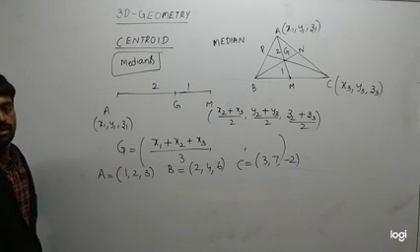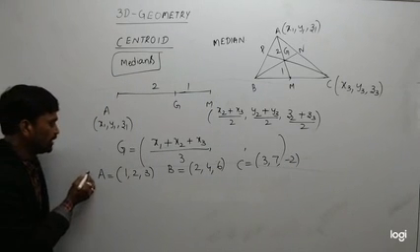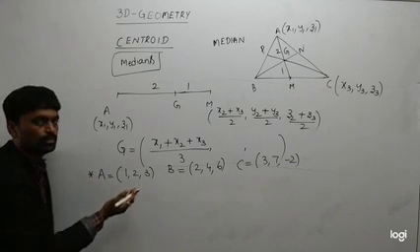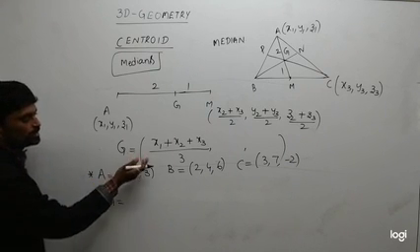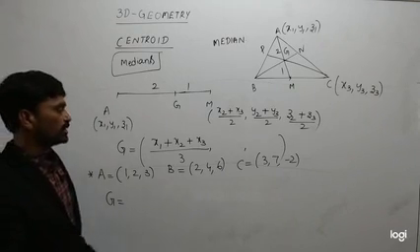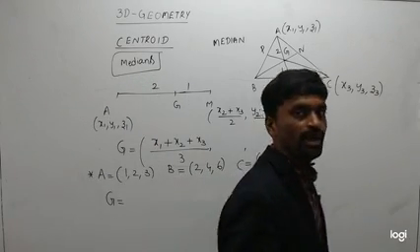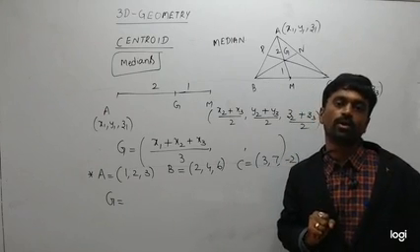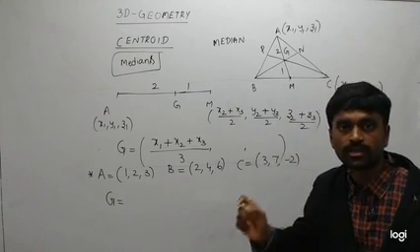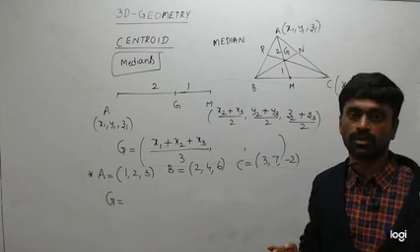Okay. What is the centroid of the triangle whose vertices are A, B and C? So what is the centroid formula? This is the only centroid formula. It is the average of x coordinates of the vertices, comma, average of y coordinates of the vertices, average of z coordinates of the vertices.